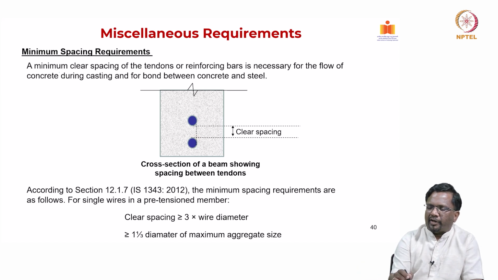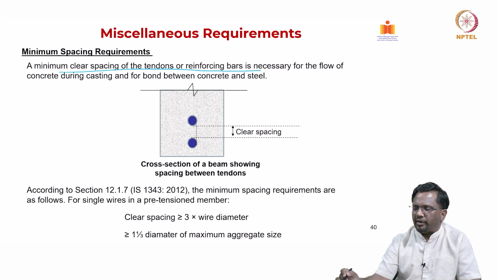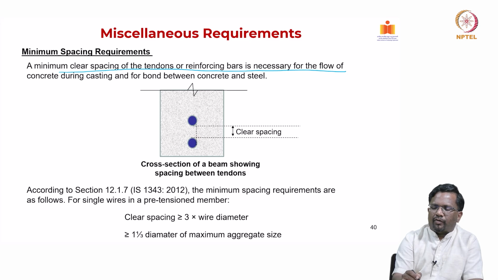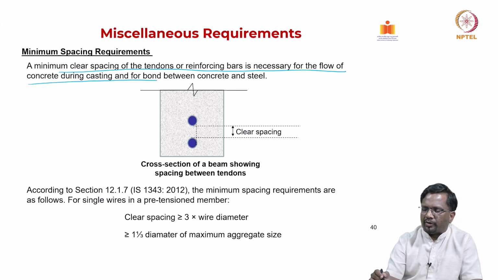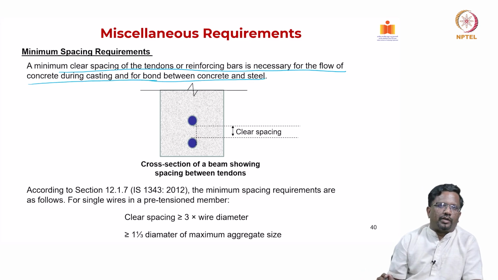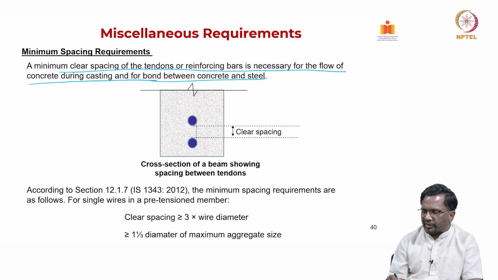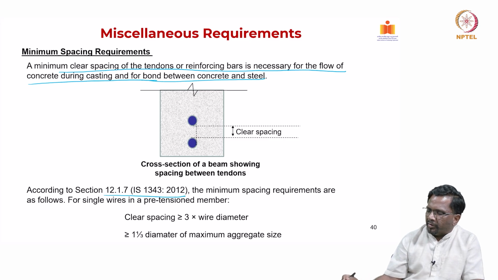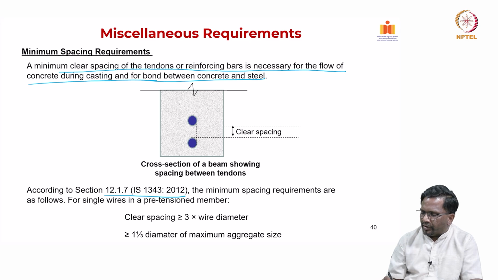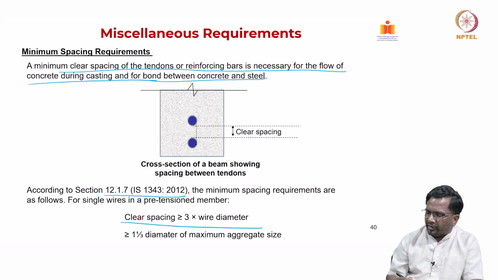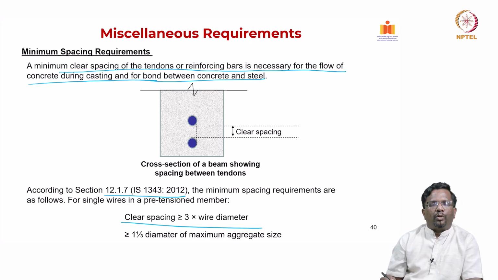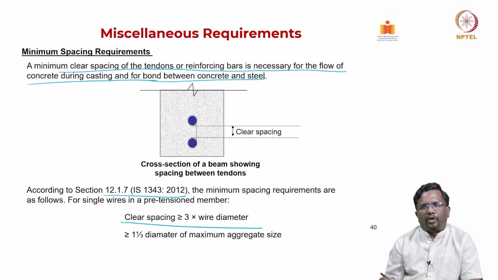A minimum clear spacing for the tendons or reinforcing bars is necessary for the flow of concrete during casting and to have adequate bond between concrete and steel. Now, if you look at section 12.17, the minimum spacing requirements are as follows. Clear spacing should be greater than 3 times the wire diameter, and it should also be greater than one third of your maximum aggregate size.